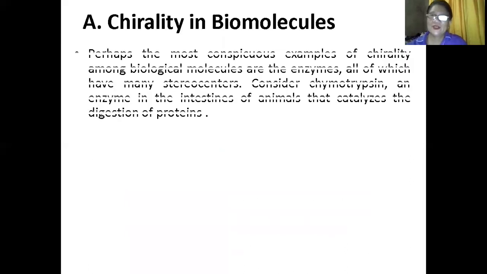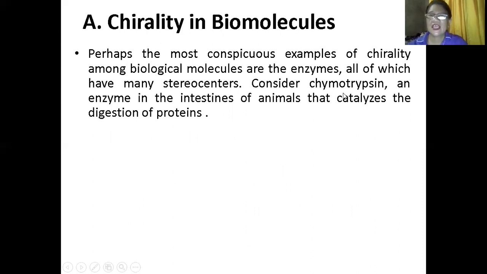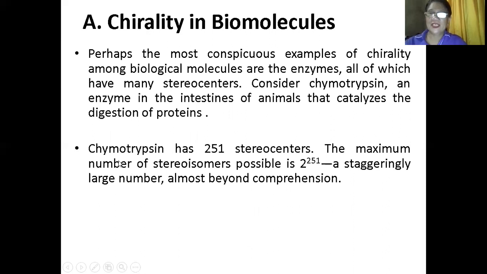Okay. So in biomolecules, an example is chymotrypsin. This is an enzyme in the intestine that catalyzes digestion. This is a chiral molecule. Chymotrypsin has 251 stereocenters, so the maximum number of stereoisomers possible is 2 to the power of 251. That's a very large number of stereoisomers.